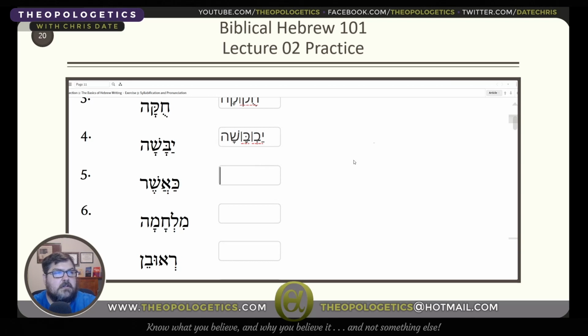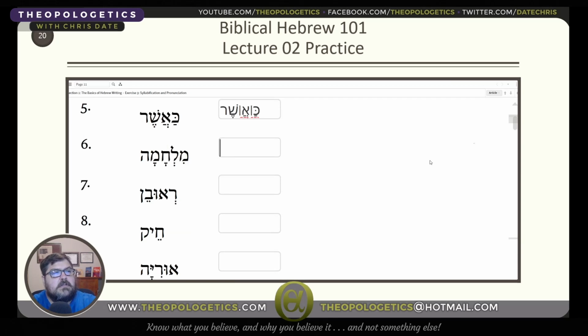Ka asher. So we've got a kaf with a dagesh lene at the beginning with a pathach under it. That aleph has a mark under it, so we know it's not a quiescent aleph. It doesn't close the syllable, so it's going to open a syllable. So the first syllable is ka. The second one is a, and then finally sher. Ka asher, 3 syllables.